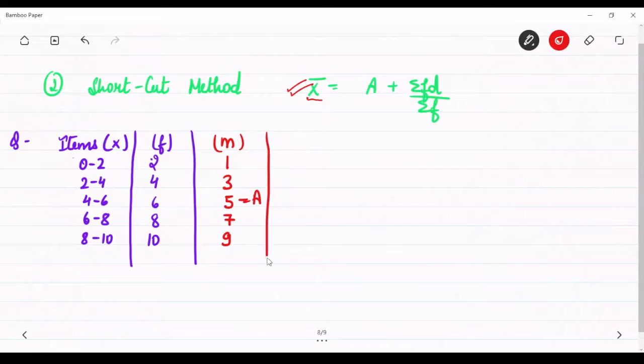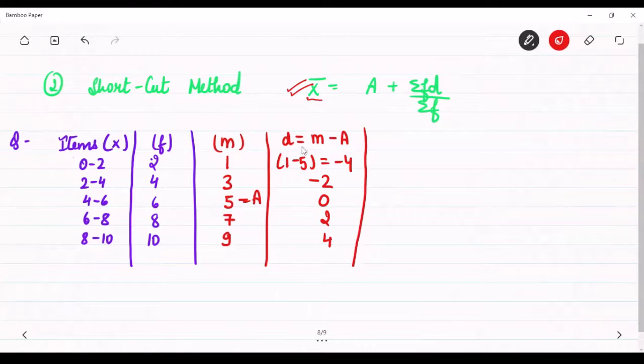So for D, how are we going to calculate D? We are going to subtract assumed mean from M. So here we are going to get 1 minus 5, which is minus 4. Repeat the same procedure with other midpoints. So 3 minus 5 is minus 2, then 0, 7 minus 5 is 2, and 9 minus 5 is 4. You can see the sum of D is 0, right?